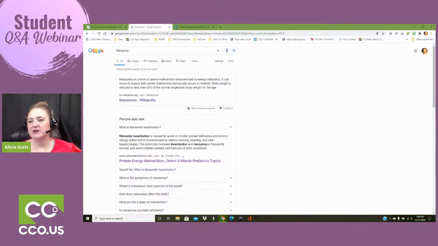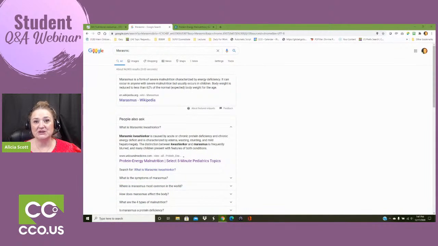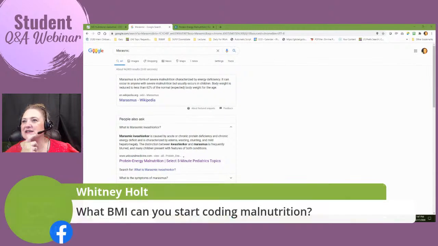BMI for kids and children now? No, there isn't a specific one that I know of. Now there may be a list for a BMI for children, because think about it. If you have a person who is a dwarf, their BMI is not going to be accurate, right? Or you have a patient who is a weightlifter, definitely their BMI is going to be off. We talked about this.